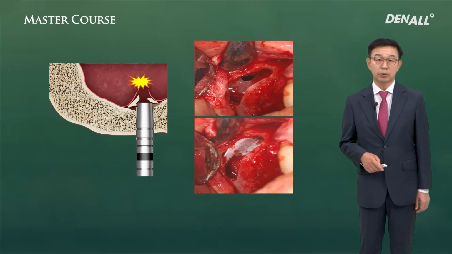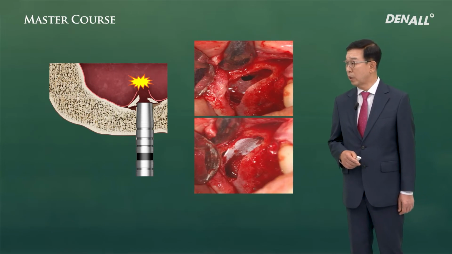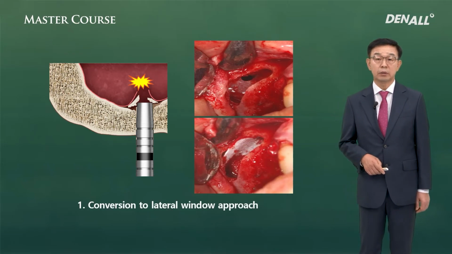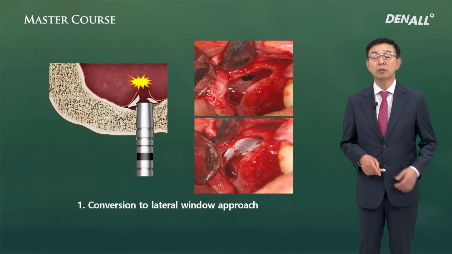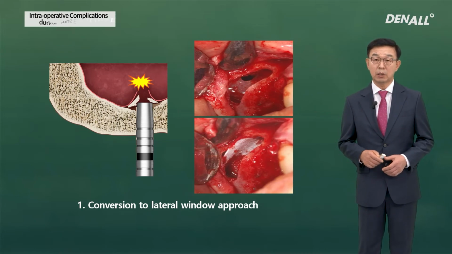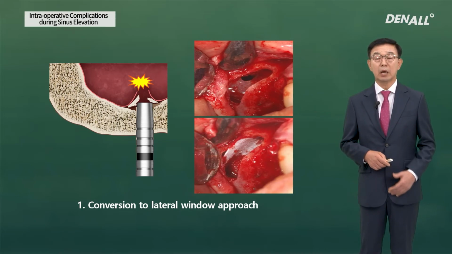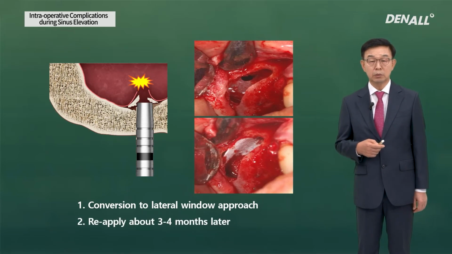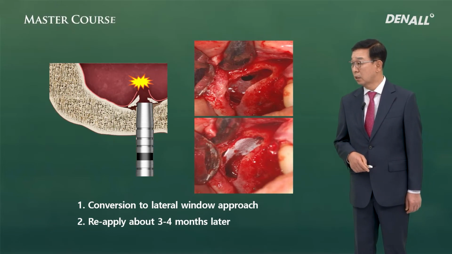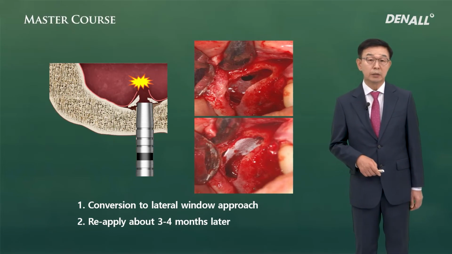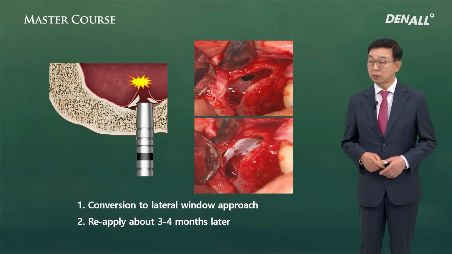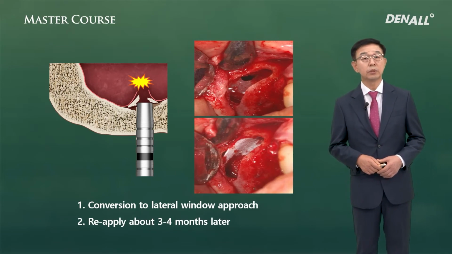During crestal approach, if membrane is perforated, if possible, you need to use lateral approach to repair the sinus membrane, which is torn, do bone graft, and then place the implant. Or if you're less confident about it, you can wait 3 to 4 months, and after sinus membrane heals completely, you can do crestal approach or window approach to place the implant.